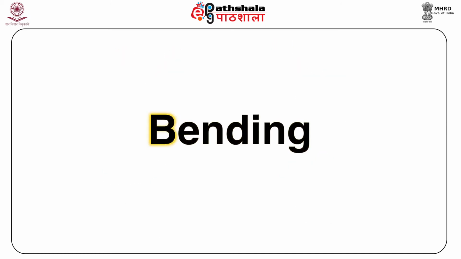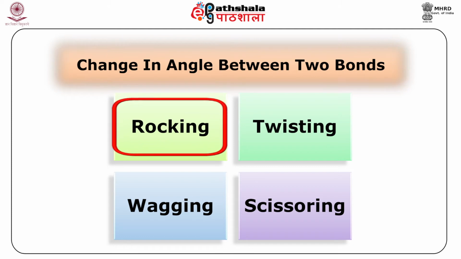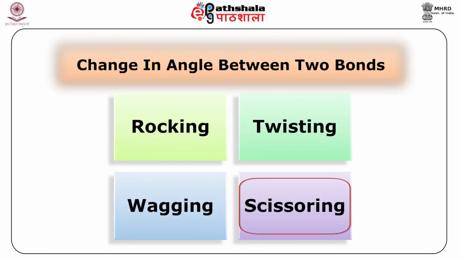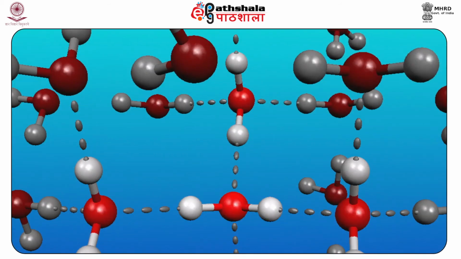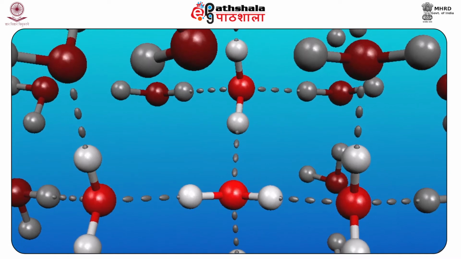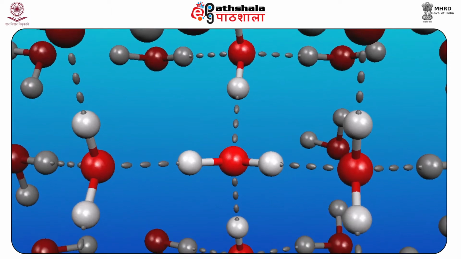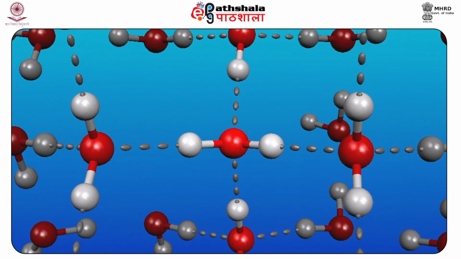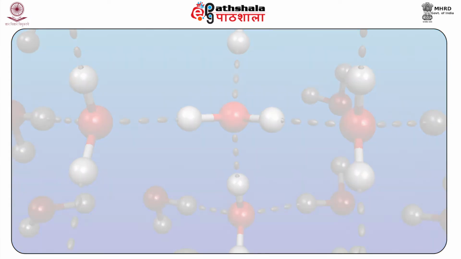Next, we move on to bending. Bending is change in angle between two bonds. Four kinds of bending are present: rocking, twisting, wagging, and scissoring. Vibration coupling. In addition to the vibrations discussed, interaction between vibrations takes place, that is, coupling, if the vibrating bonds are joined to a single central atom.